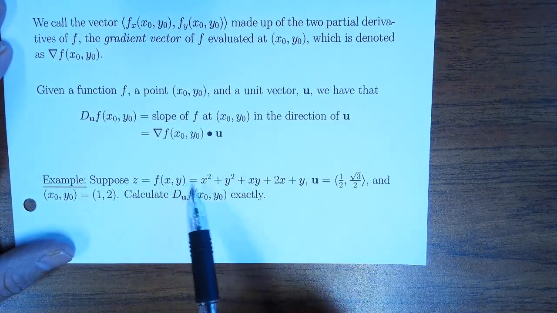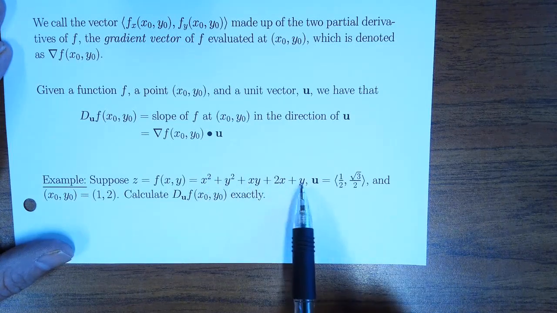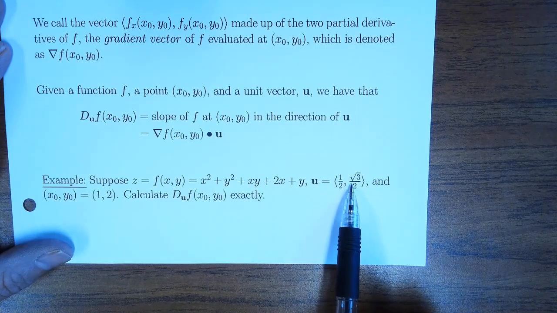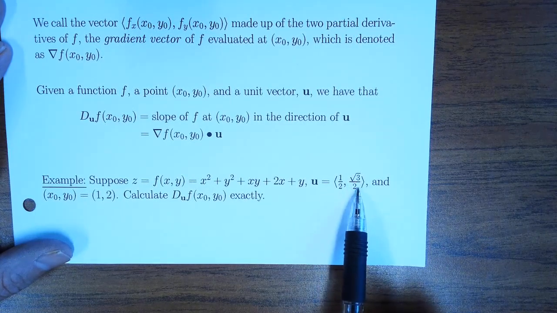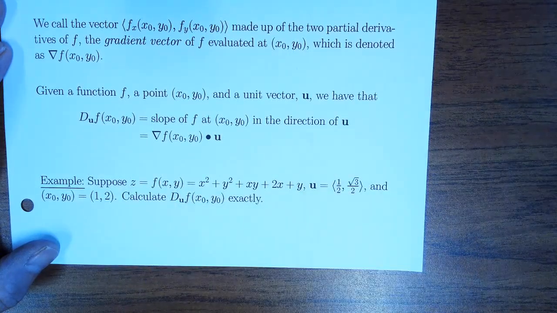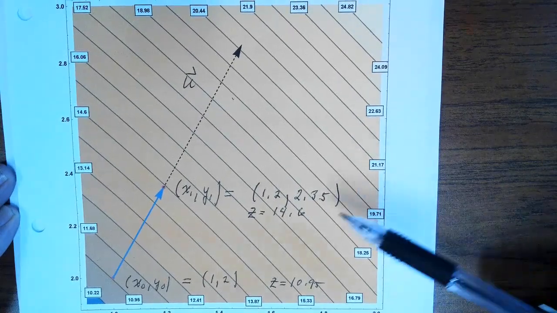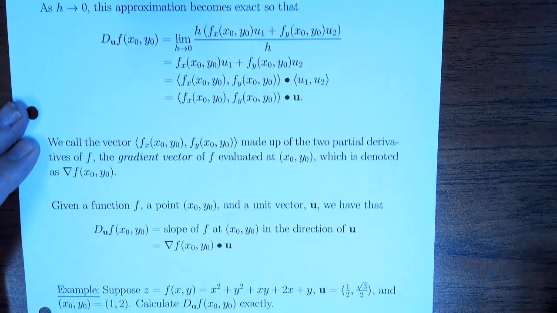Suppose z equals f of x, y equals x squared plus y squared plus xy plus 2x plus y. We're going to look at the unit vector 1/2, root 3 over 2, and x naught, y naught is 1, 2. And this is actually the precise function whose contour diagram we have here. So we see that an estimate of the slope is 14.6. Now let's do it exactly.